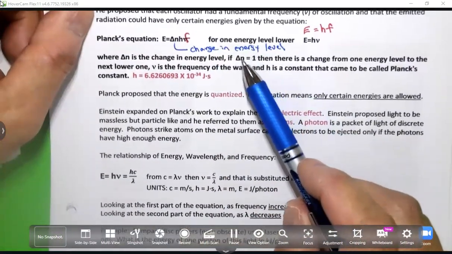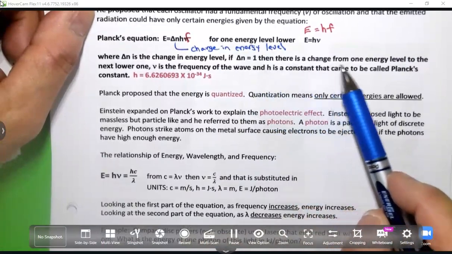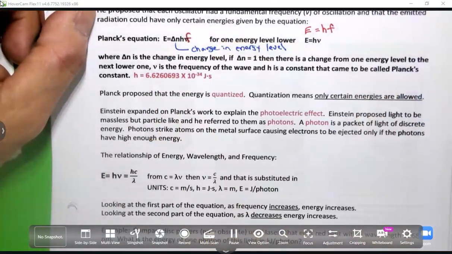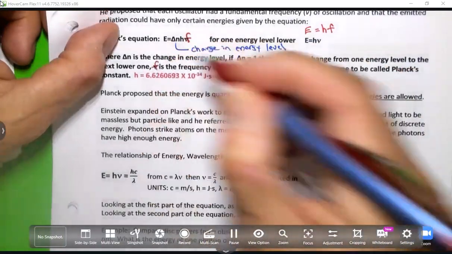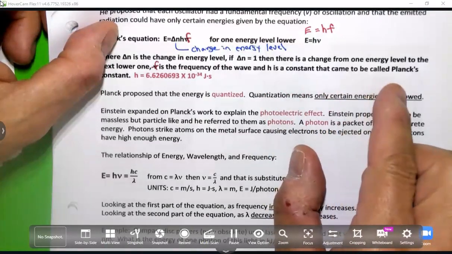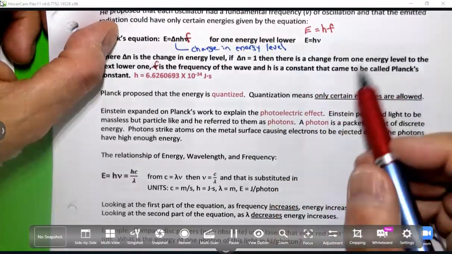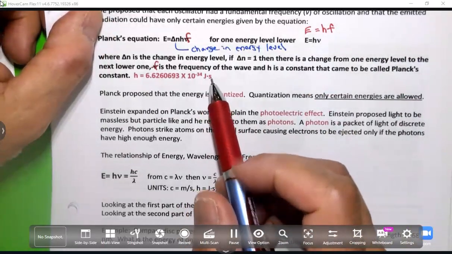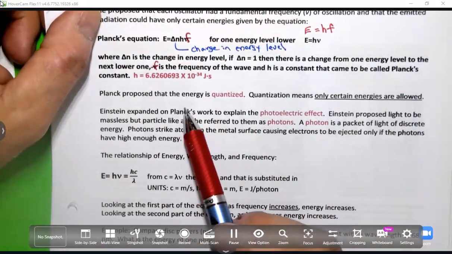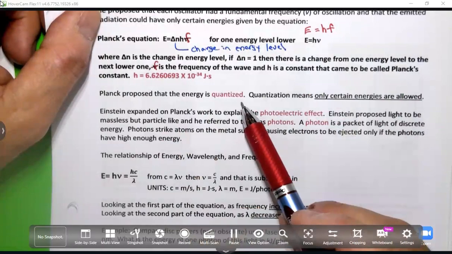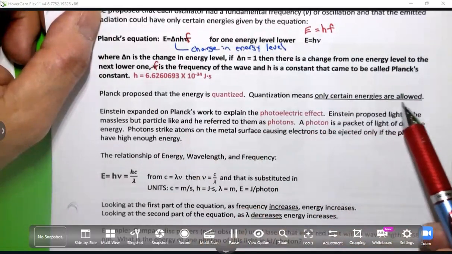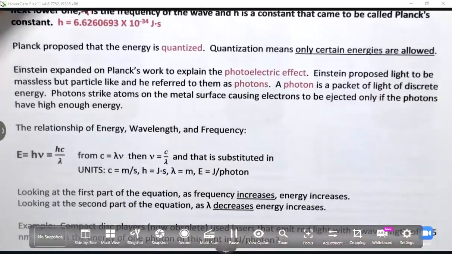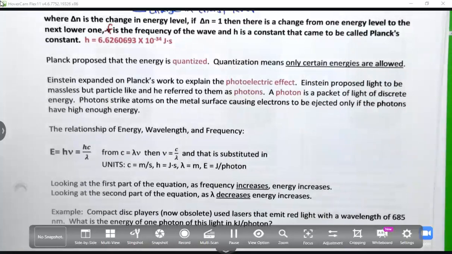If change in energy level is just one, there is a change from one energy level to the next lower one. F is frequency. And H is a constant that came to be called Planck's constant. And notice the units are in joules times seconds. Planck proposed that energy is quantized. Quantization means only certain energies are allowed. Again, if we spin that ladder in a circle, you're only at certain levels you could go to.